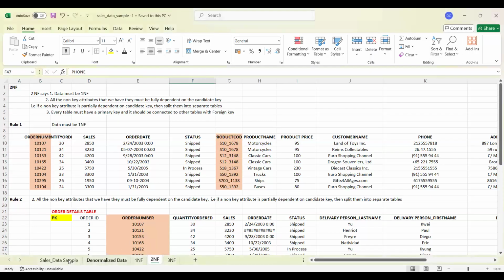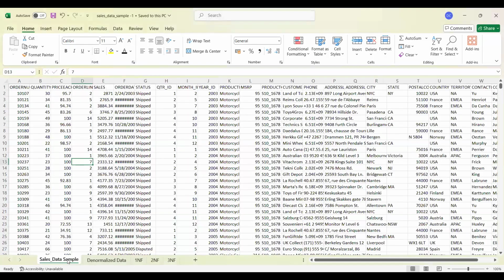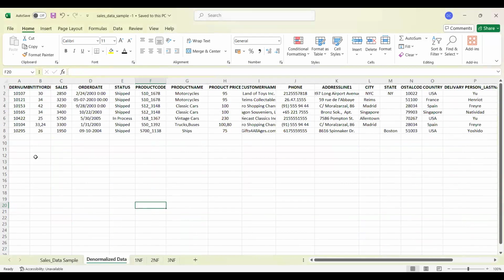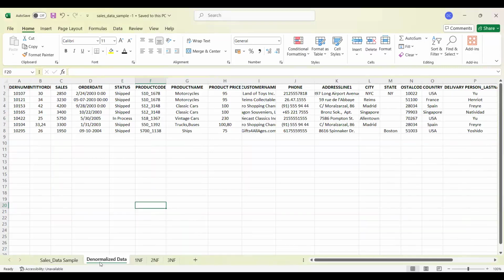So yes, this is the sample data which I had, and from that I just took some rows only, and this is our normalized data, right? And what I did is I randomly took some rows of data and we call it denormalized data. From this we need to convert it into 1NF, 2NF, and 3NF, right?